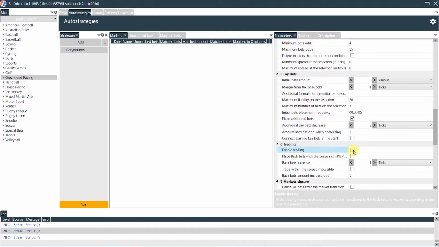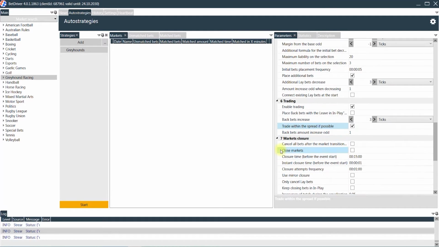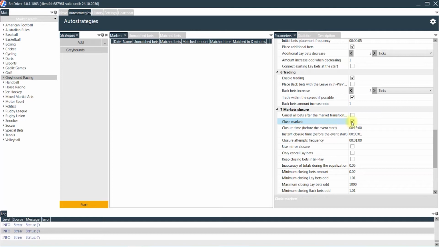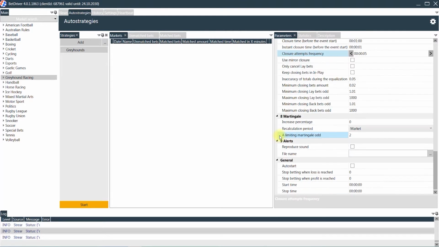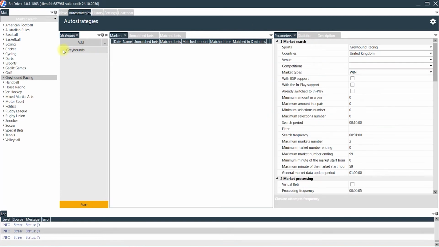Back bets will be placed 3 ticks higher and within the spread if possible. If the spread allows and the opposite back bet can be placed more than 3 ticks higher, and it will be the first on the market, lower than the nearest competitive bet, then the program will place bets within the spread. We will close the markets. Closure time 1 minute before the race starts with a frequency of 5 seconds. The rest of the parameters are left by default. So we launch the strategy and see what we will receive.